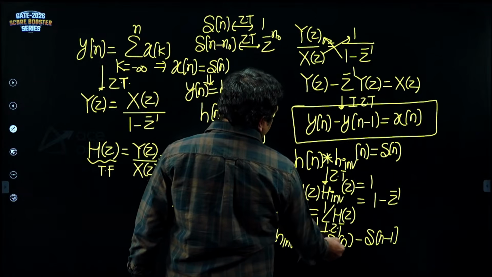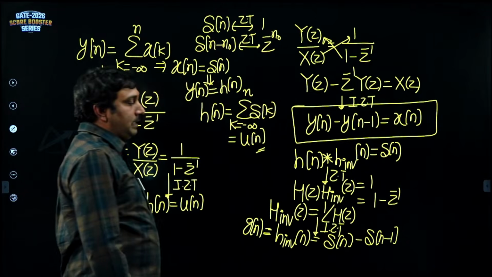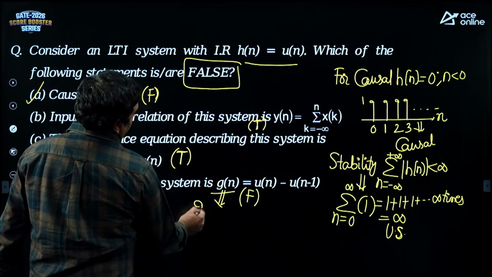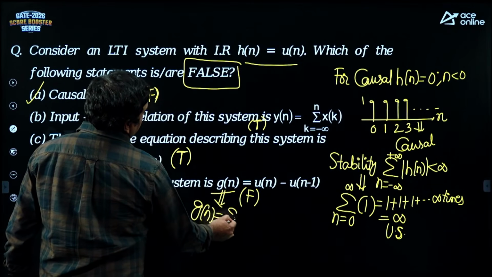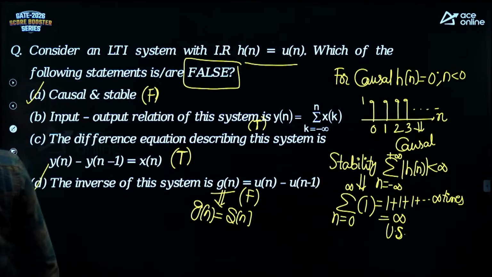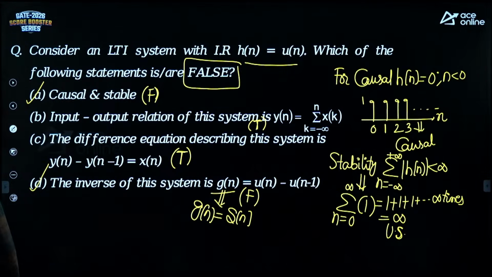The last statement is false because we got the result as del n minus del of n minus 1, but he is saying this indirectly, g n is simply del n. What is u n minus u of n minus 1? That is del n. He is saying that it is simply del n.